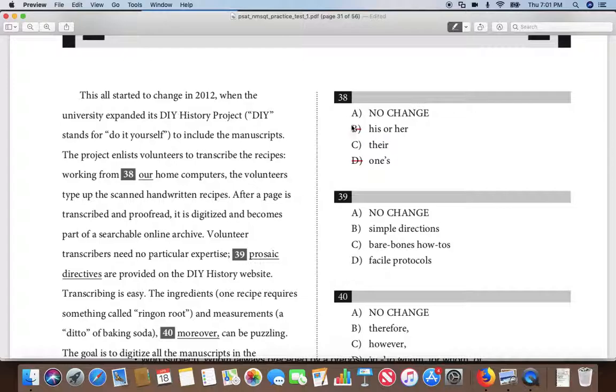This is just choosing the right word in context. I guess maybe possessives, potentially. Whose home computers are we talking about here? The volunteers. The volunteers, right? And so we know we need a plural form of the possessive. So we know it's not D, that's singular one, and his or her is singular two. So it's either A or C.